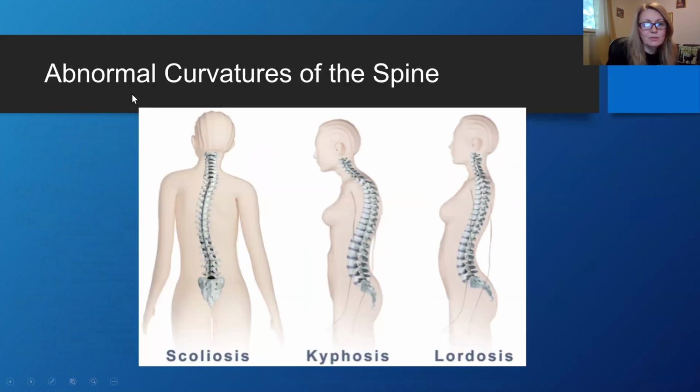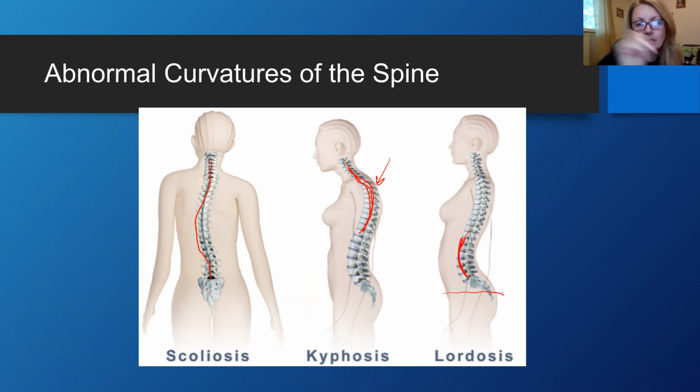Okay, so we do have some abnormal curvatures of the spine. Scoliosis is abnormal lateral curvature. So you see how the spine goes to a lateral side. Kyphosis is exaggerated thoracic curvature. It actually happens a lot in people with osteoporosis. And lordosis is exaggerated lumbar curvature.